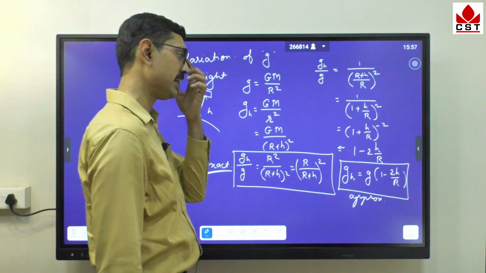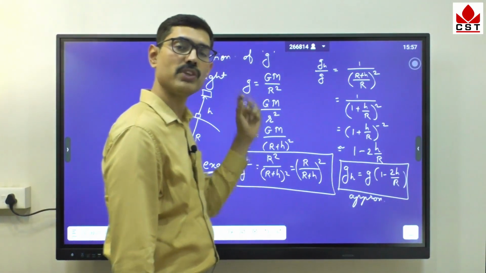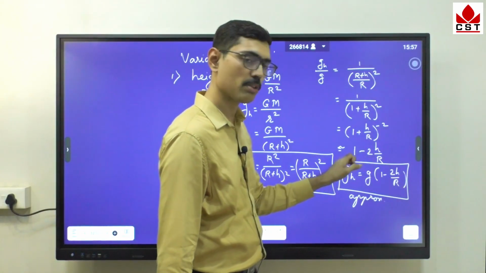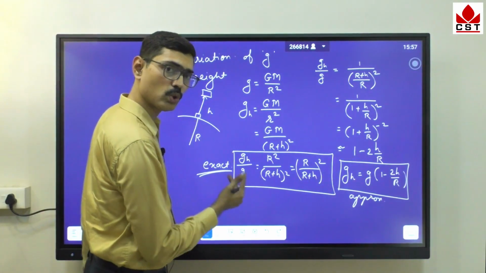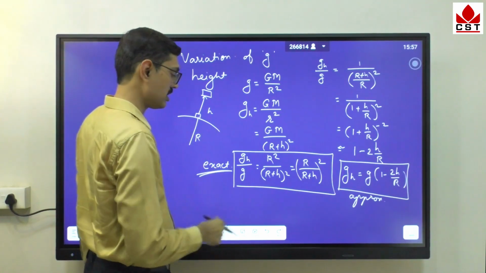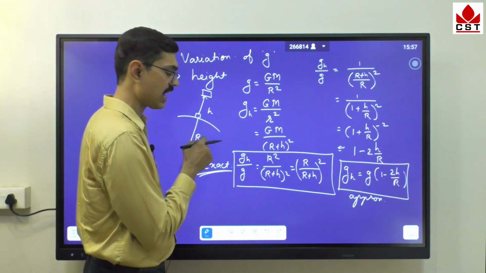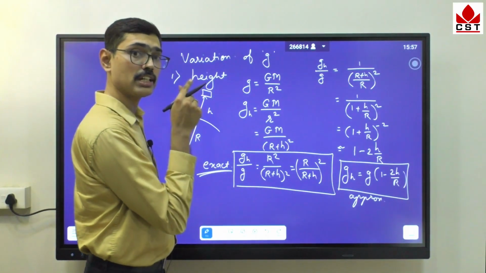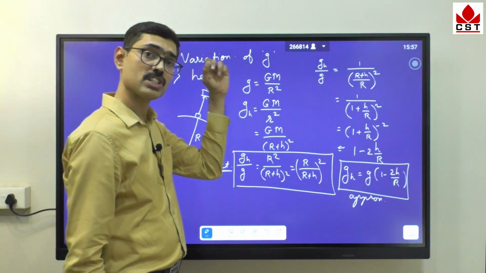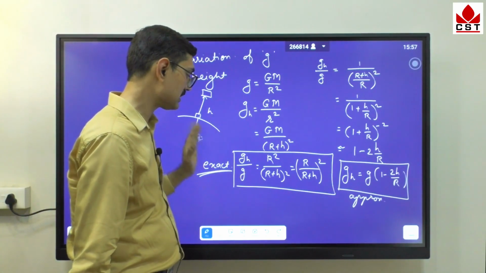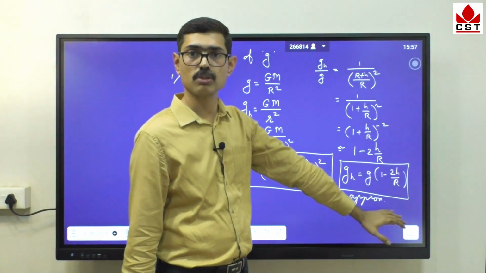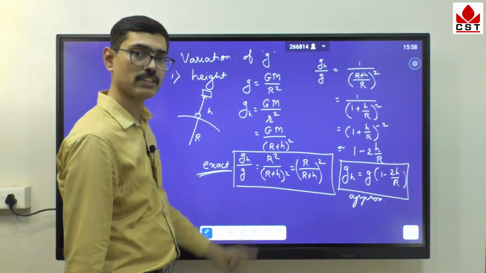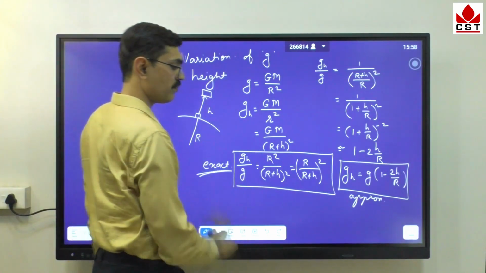Approximation means when the height is very small, within 10% of the radius of Earth, then we calculate with this formula. When the height is unknown, or very large, then we have to use the first formula as the exact formula. So we have the exact formula and the approximate formula, and depending on the condition given in the numerical, we have to select the exact formula or the approximate formula. So the conditions are clear. Then we will move to the second part, which is variation of g with depth.